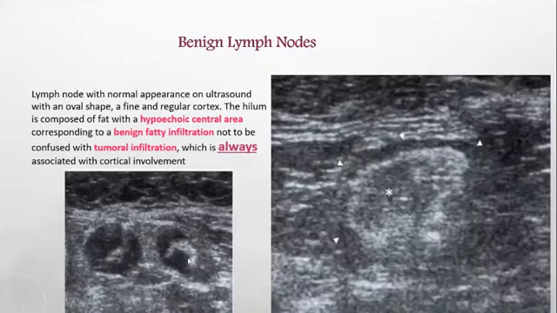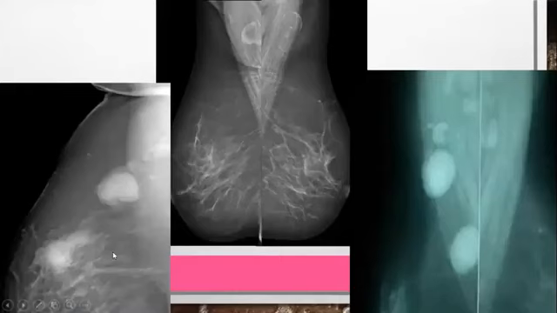here the pathology is related to the cortex. This is uniform, and I might say it might be reactive, but since the adjacent node is suspicious, this is also a suspicious lymph node.